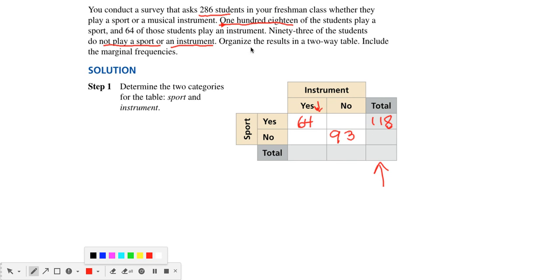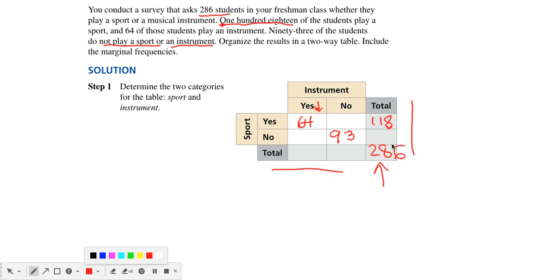And then right here it says organize the results in a two-way table, including the marginal frequency. What that means is marginal frequency just means the totals on the sides. Include those margins, the totals, the gray area right here. Just make sure to include those. And it says total number of students should add up to 286. That's given to us. That's the total number.